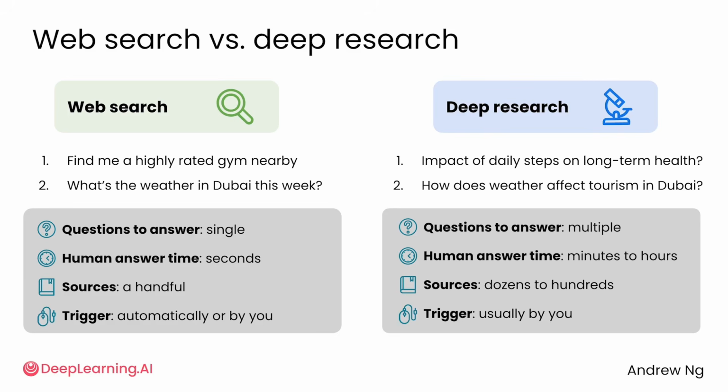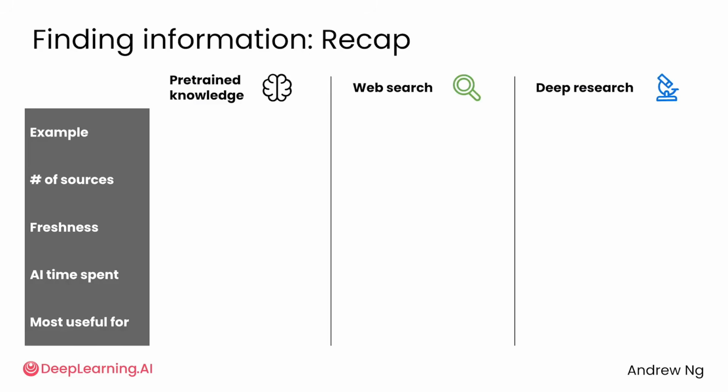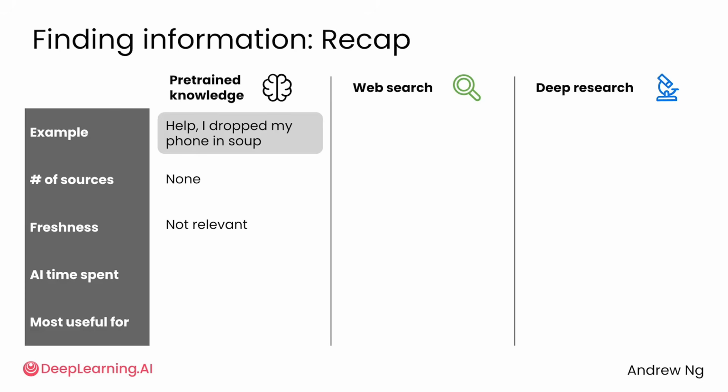Unless you select it in the user interface, most AI models will not carry out deep research and keep you waiting for many minutes for an answer. To recap, if you're asking, "Help, I dropped my phone in soup," it doesn't need to look up any online sources. We're not worried about freshness. It'll give you an answer in just a few seconds. And this is good for finding basic facts, definitions, summaries for things that occur commonly on the internet.